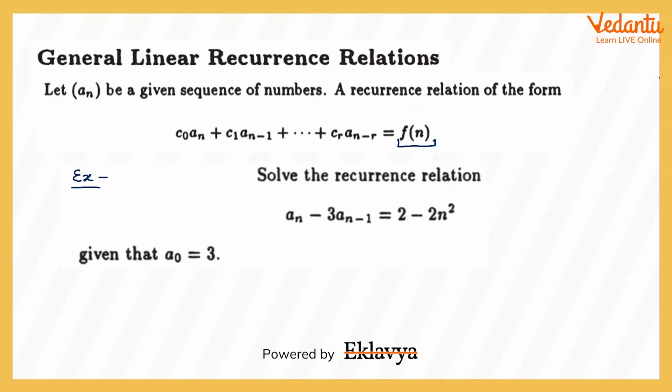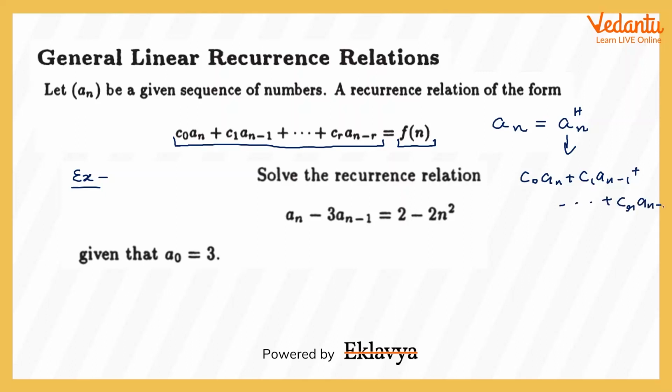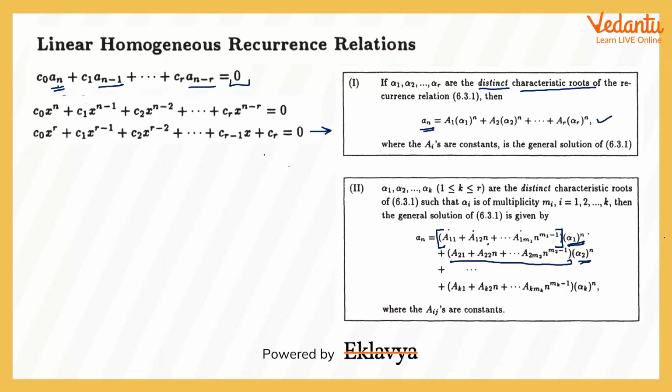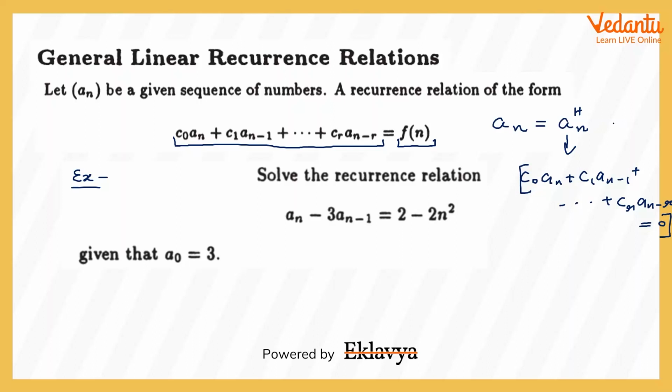Please understand, in such a question we will make two parts of the solution. One will be corresponding to the homogeneous equation. Homogeneous means assume the right hand side was 0. This will be corresponding to c0 a_n plus c1 a_{n-1} and so on, plus c_r a_{n-r} is equal to 0. This will be exactly the same as what we have done before in these two examples, and I told you the proper method for this kind of recurrence relation. Then there will be one more part of the solution that we call the particular solution, and this particular solution will be corresponding to f_n.